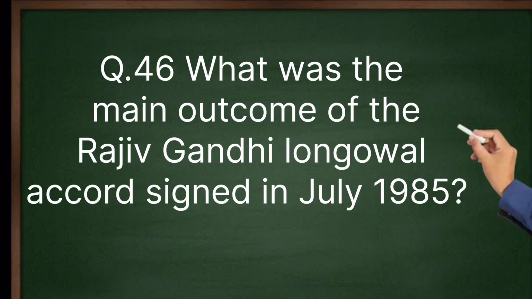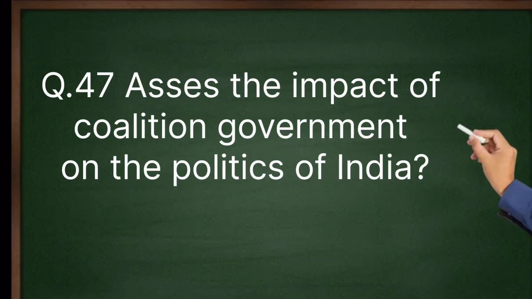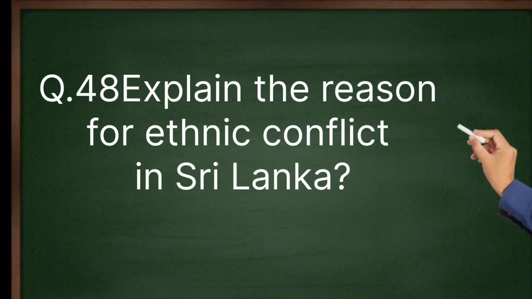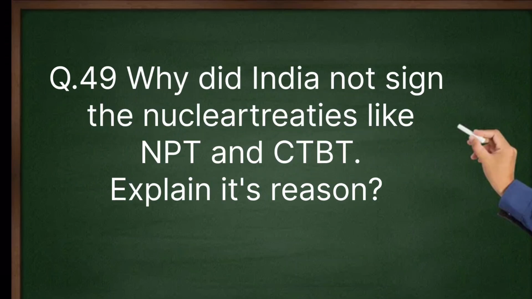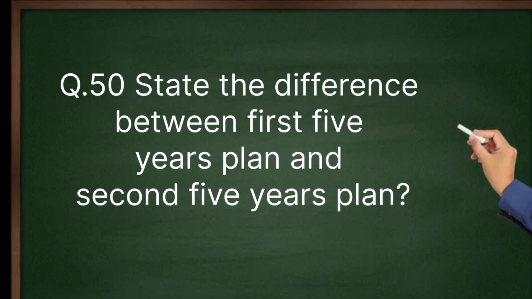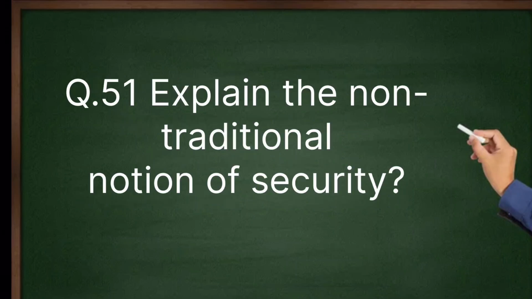What was the main outcome of Rajiv Gandhi-Longowal Accord signed in July 1985? Assess the impact of coalition government on the politics of India. Explain the reasons for ethnic conflicts in Sri Lanka. Why did India not sign the nuclear treaties like NPT and CTBT? Explain its reasons. State the difference between first 5-year plan and second 5-year plan. Explain the non-traditional notion of security.